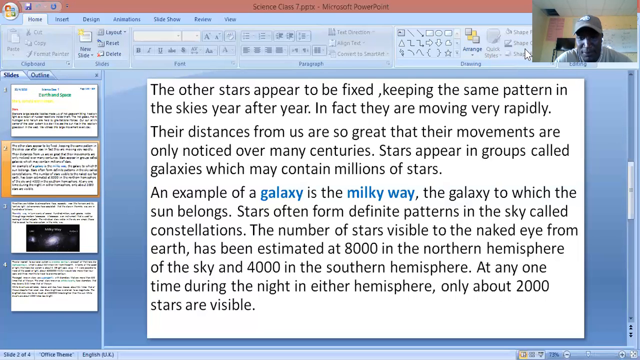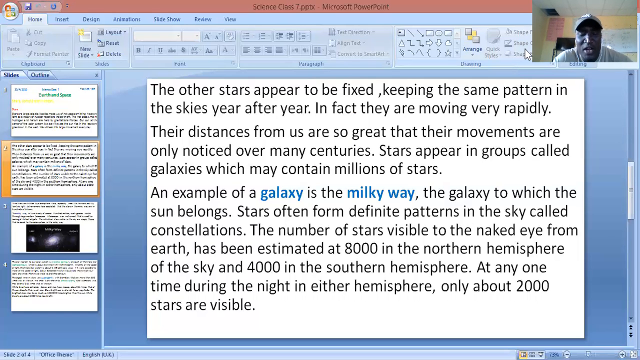Stars often form definite patterns in the sky called constellations. The number of stars visible to the naked eye from the Earth has been estimated at 8,000 in the northern hemisphere and 4,000 in the southern hemisphere.